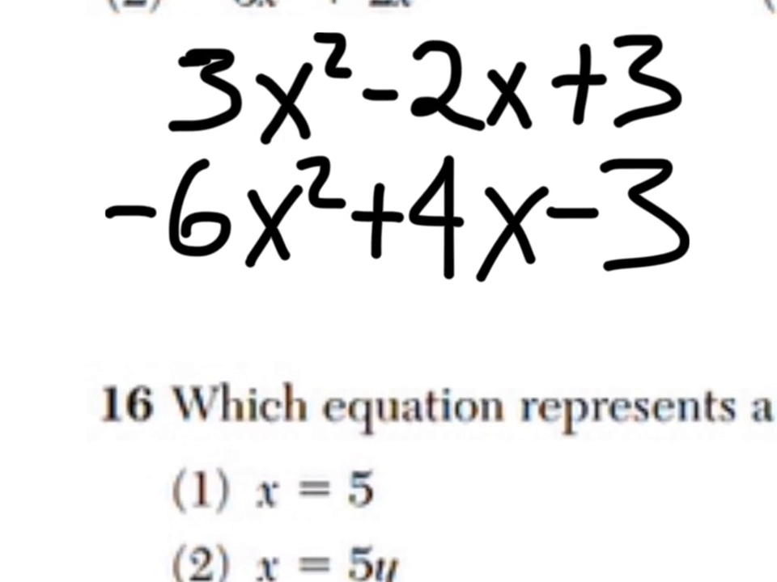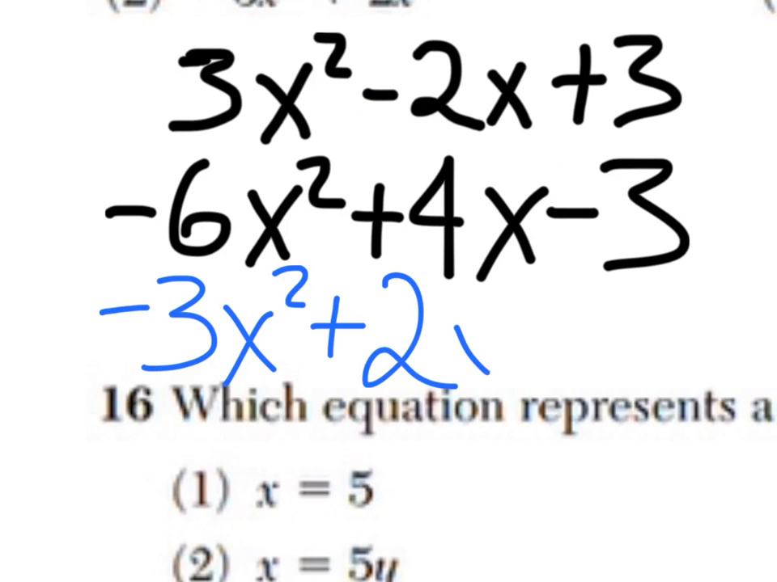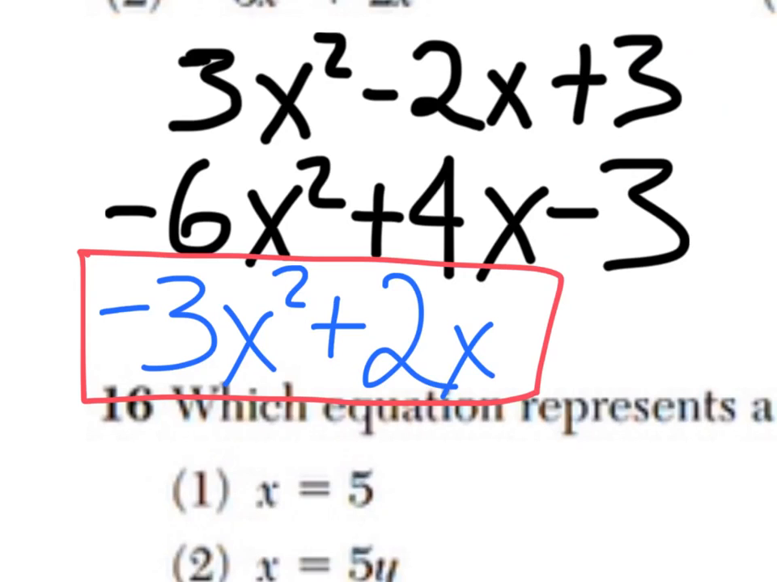So let's take a look at this. It's 3x squared. We're going to be combining this, right? Like terms, because the x squares are the same. So 3 minus 6 is going to give us, of course, negative 3x squared. And now we're going to look at this. Negative 2x plus 4x is what? Plus 2x. And then we've got 3 minus 3, and that's going to give us 0. So the correct answer is negative 3x squared plus 2x.